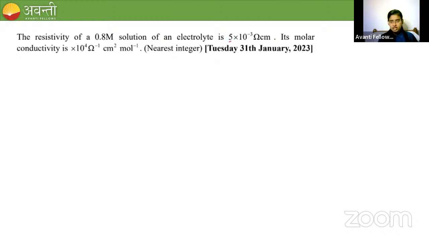So what is this value? It is resistivity, denoted by the letter rho. And the concentration of the solution is also given in terms of molarity, denoted by capital M. So its molar conductivity is dash into 10 to the power 4 per ohm centimeter square mole inverse. What is meant by molar conductivity? Lambda M. So we are asked to find the lambda M value from the given values.